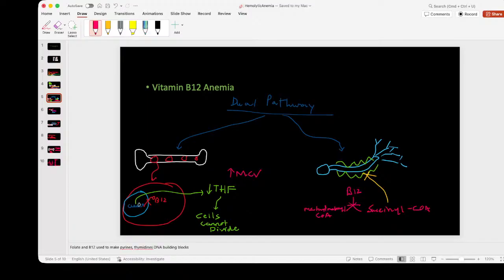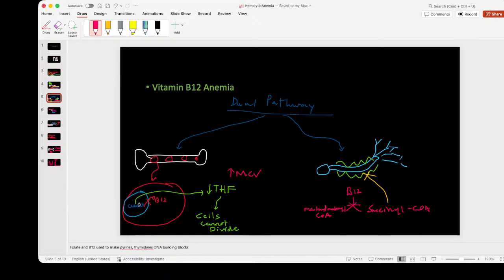You would see lab values where MCV would increase and THF would be lowered. Another thing about THF, it is very equivalent to folate. B12 and folate work together to help the DNA in making those pyrimidines, thymidine. Those are the building blocks used in DNA synthesis for red blood cell division.